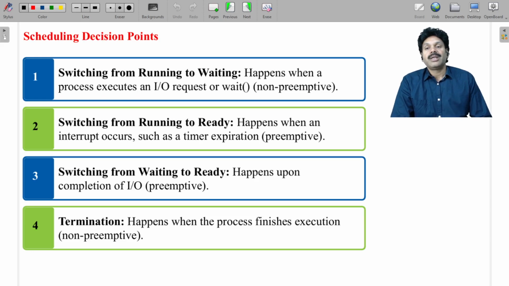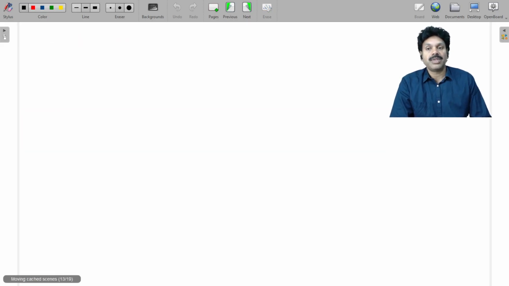And scheduling decision points. So scheduling decision points are nothing but switching from ready state to run state, switching from run state to wait state, switching from run state to ready state, and switching from wait state to ready state. What does that mean? Let me explain with this particular figure.